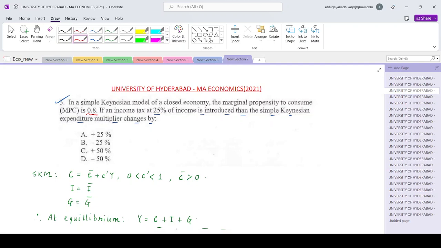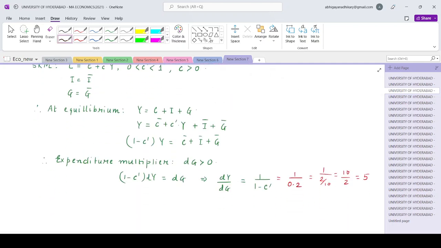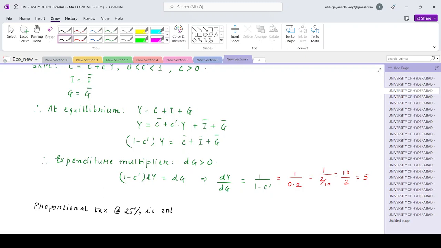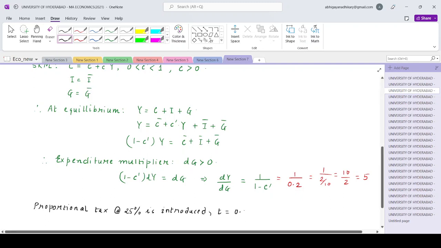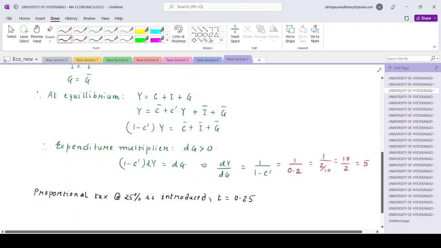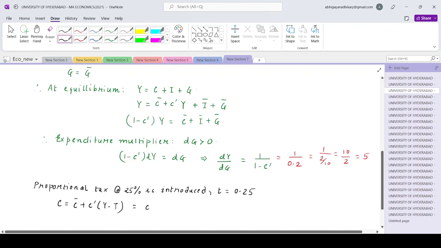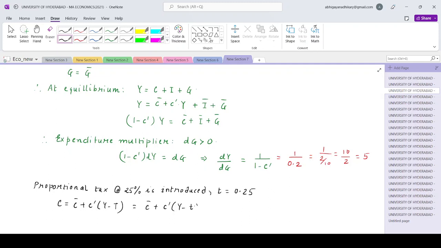Now comes part B, which is if the income tax at the rate of 25% of the income is introduced. So we have a proportional tax, small t, at the rate of 25%. Correct? So the small t that we take is basically 0.25. What is my modified consumption function? It is C bar plus C prime into Y minus capital T, the total taxes, which will become C bar plus C prime into Y minus small t times Y. A part of the income is taxed out.